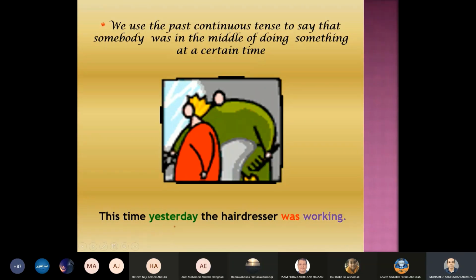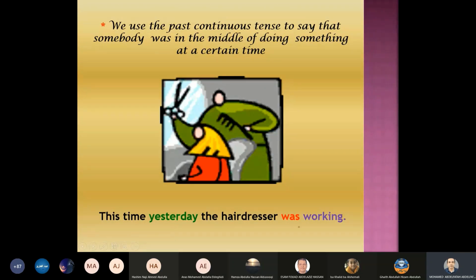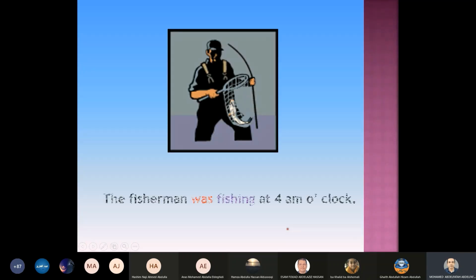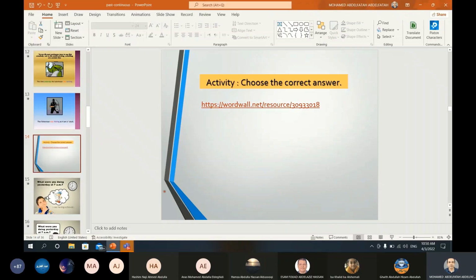This time yesterday, the hairdresser was working. And for this sentence, the fisherman was fishing at 4 a.m. At 4 a.m. describes what was happening at 4 a.m. yesterday.